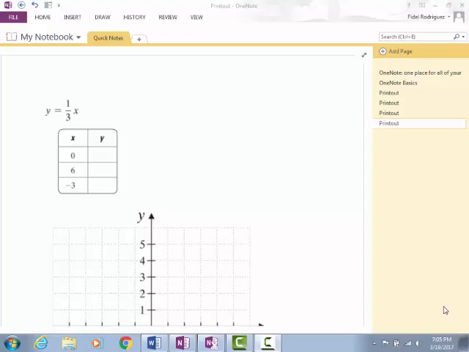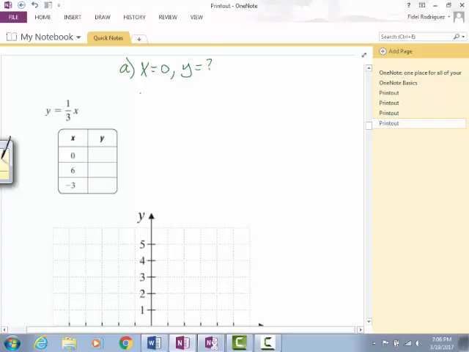Alright, going on to my third problem, I have y equals 1/3 x. Let's go ahead and do this just like we've done before. So my first part, x is equal to 0. I don't know what y is, so I'm going to write y equals 1/3 times 0. Well, 1/3 times 0 is still 0.